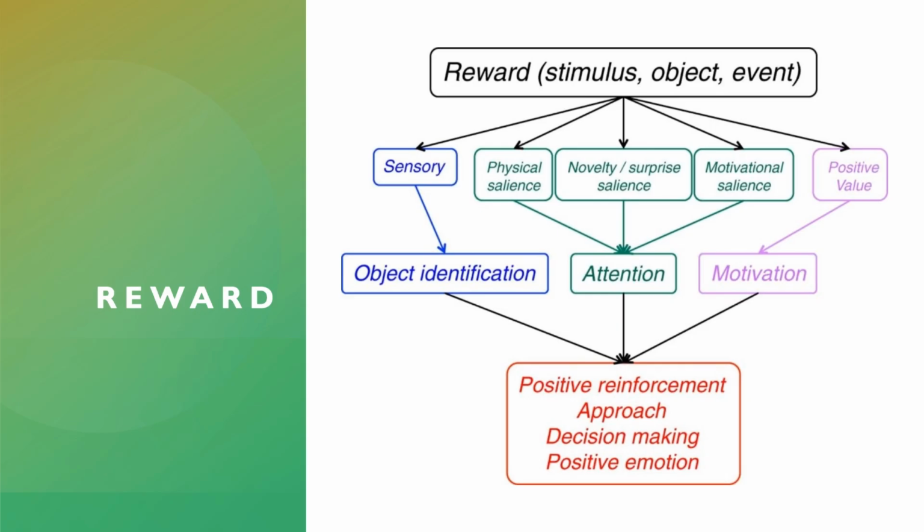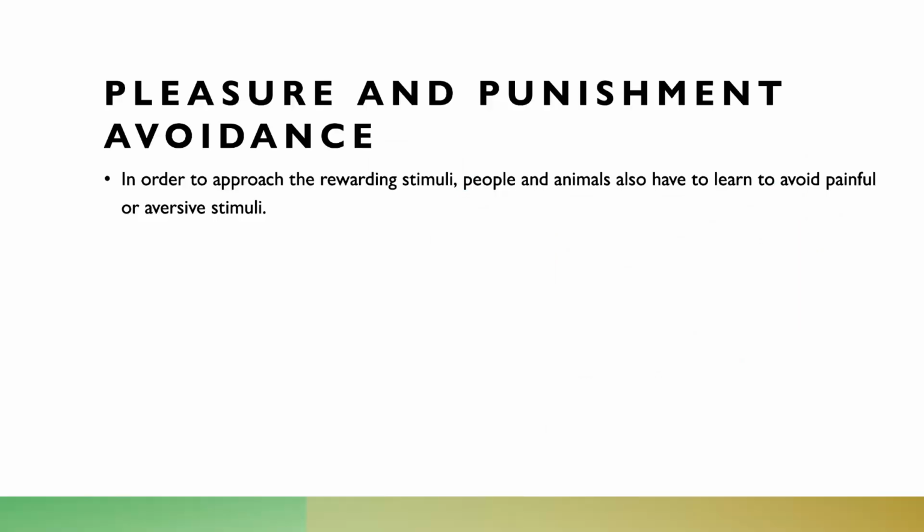Reward can be a stimulus, object, or event. It helps with positive reinforcement, approach, decision making, and positive emotion, and it also drives approach behavior. So in order to approach the reward stimuli, people and animals also have to learn to avoid painful or aversive stimuli.